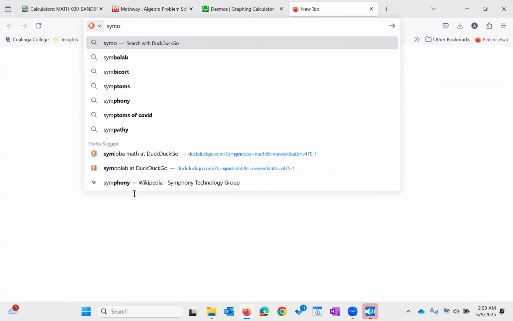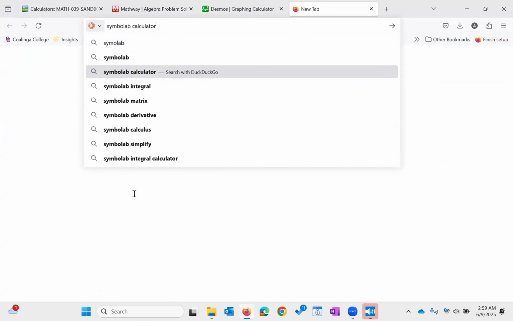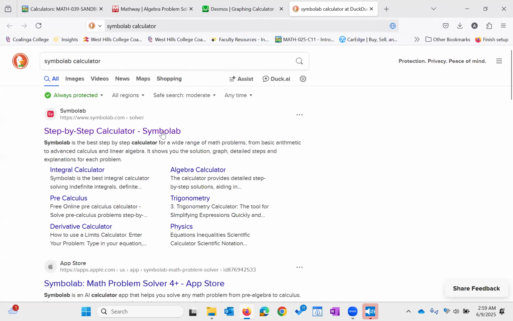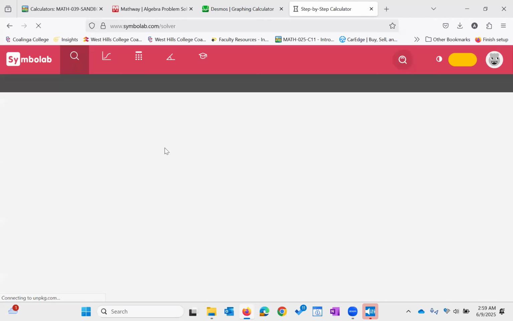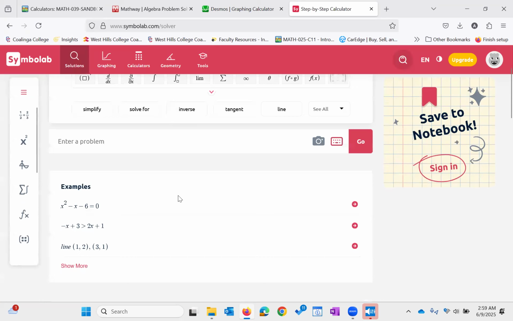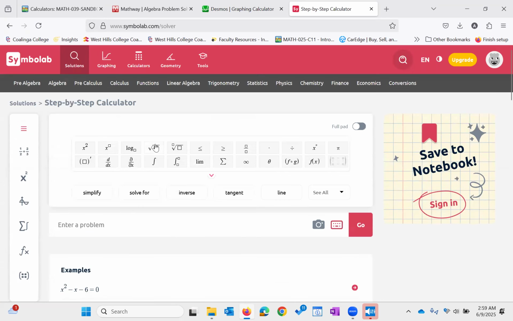Symbolab. Symbolab calculator. All right, a step-by-step calculator. There it is. You can solve equations with it. You can do a lot of stuff here. So you have all these different combinations of notations and numbers.